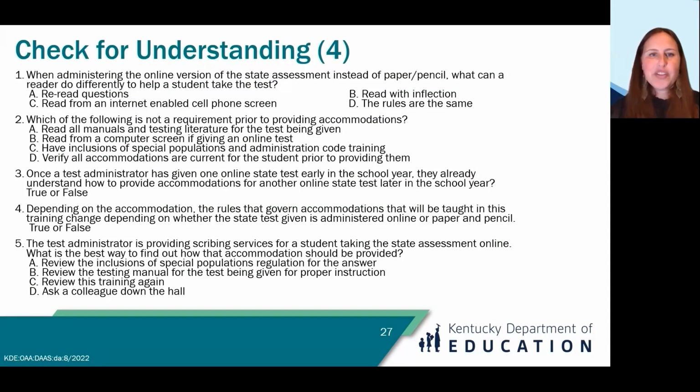Now we are to our fourth check for understanding. Question 1. When administering the online version of the state assessment, instead of paper and pencil, what can a reader do differently to help the student take the test? A. Reread questions. B. Read with inflection. C. Read from an internet-enabled cell phone screen. D. The rules are the same.